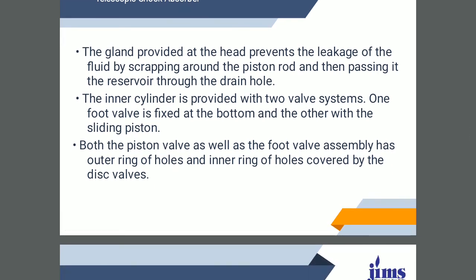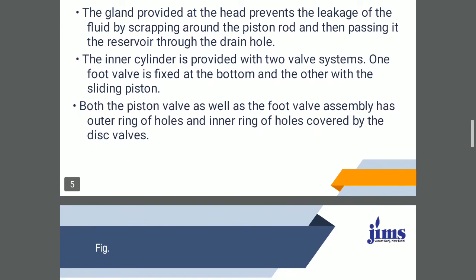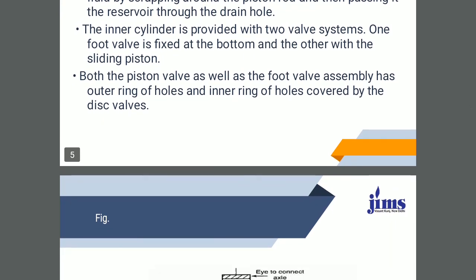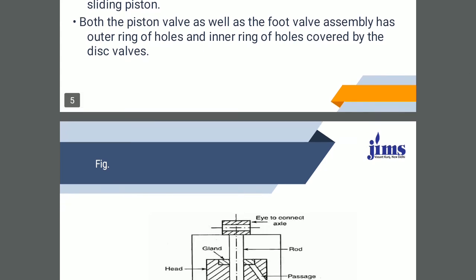Next point is the inner cylinder is provided with two valve systems. One foot valve is fixed at the bottom and the other with the sliding piston. Both the piston valve as well as the foot valve assembly have an outer ring of holes and an inner ring of holes covered by the disc valve.